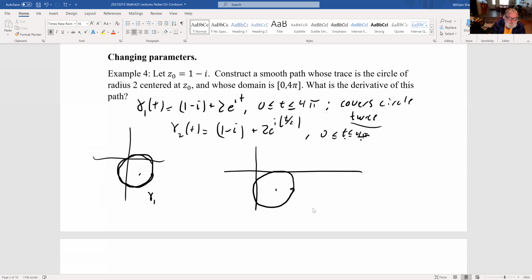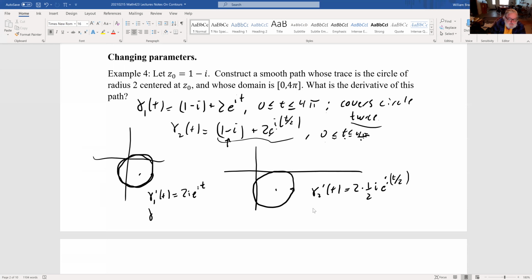So note that gamma 1 prime of t is, oh, I forgot to do that above, didn't I? 2i e to the it, and here gamma 2 prime of t is 2 times 1/2 i e to the i t over 2. There we go. So when you differentiate this, this is a constant. This is an exponential function, but it's got an i over 2 involved, so you get an i over 2 when you differentiate it using the chain rule.